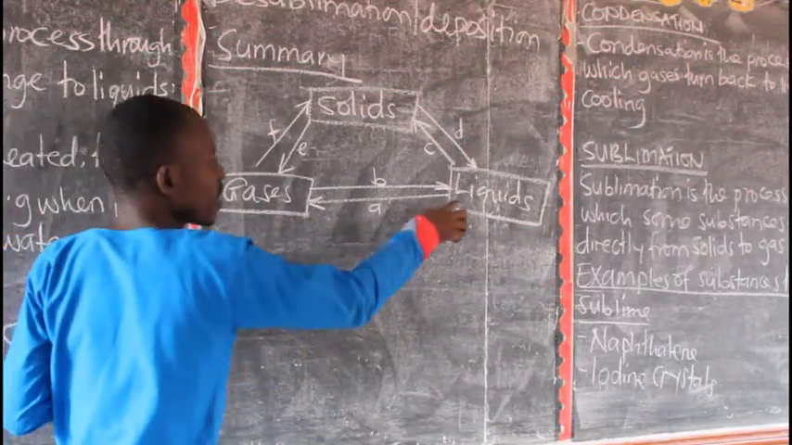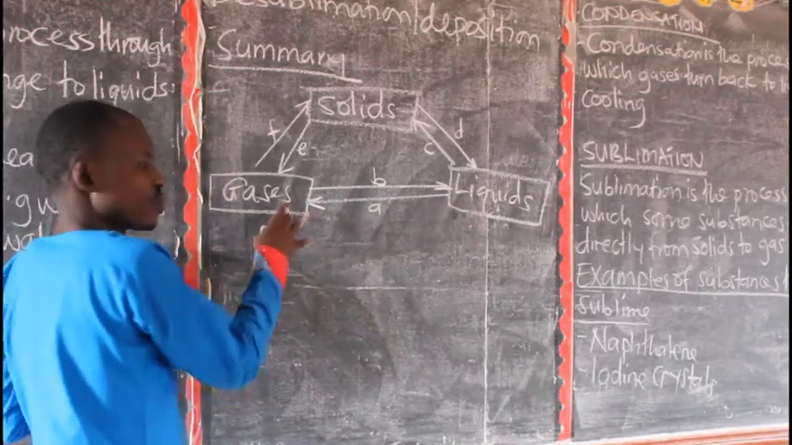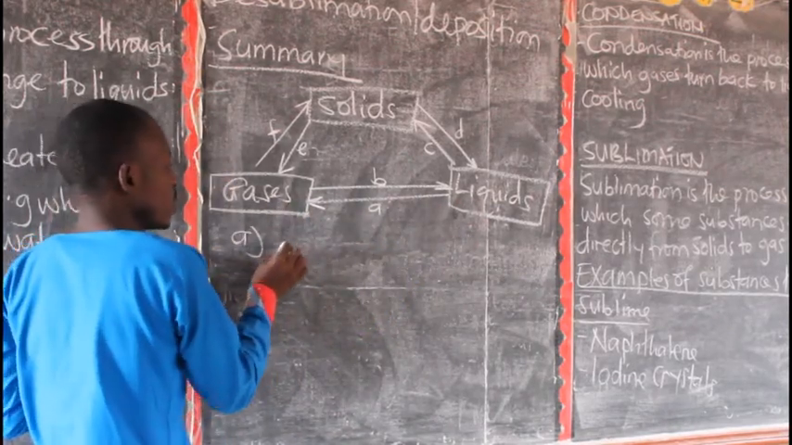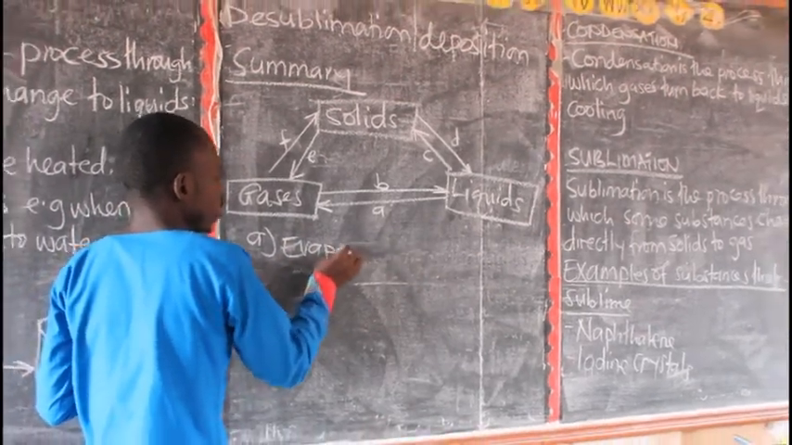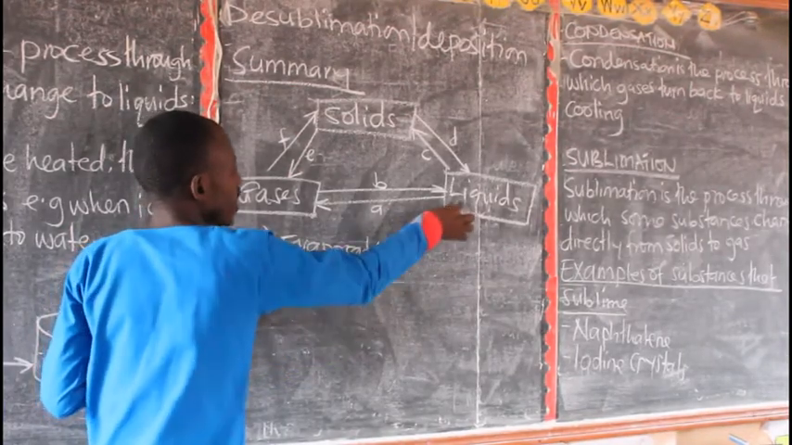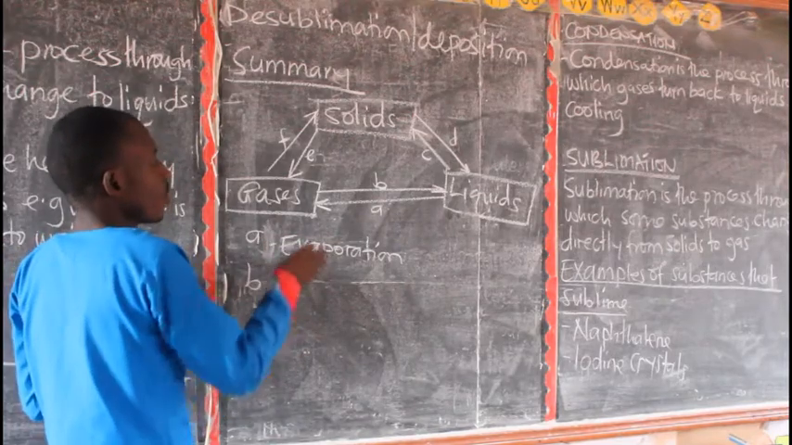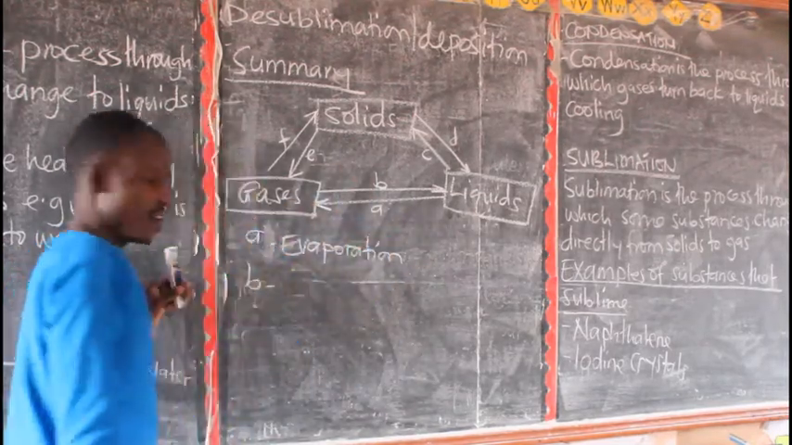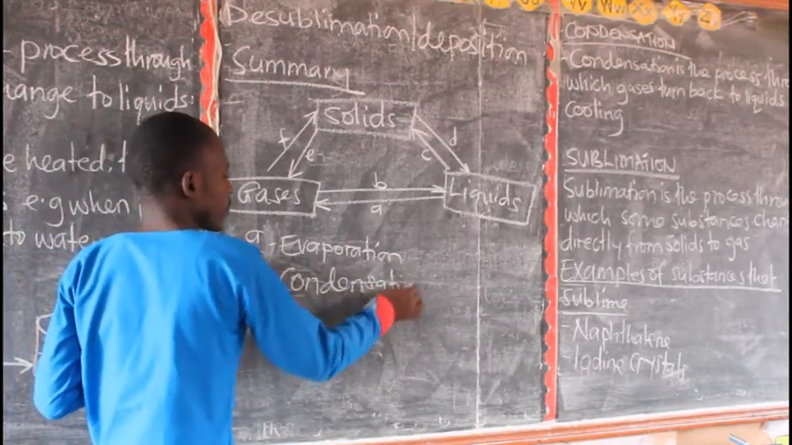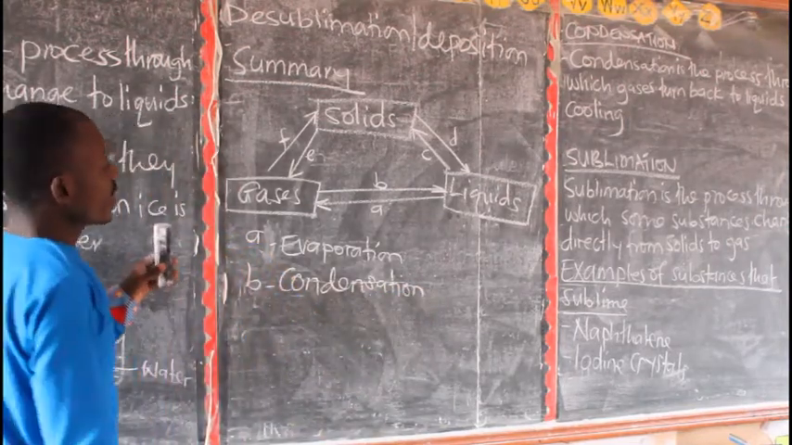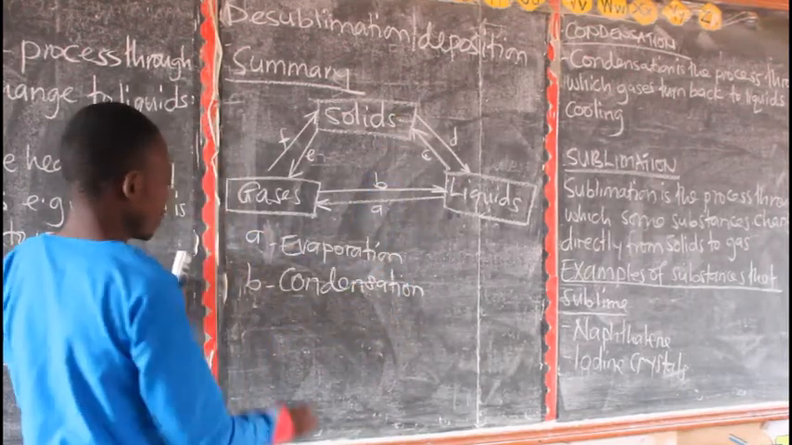With A, we are seeing the liquid changing to gas. That is evaporation, because the liquid is evaporating to form vapor. Then B, we are seeing gas going back to liquid. So that's condensation.